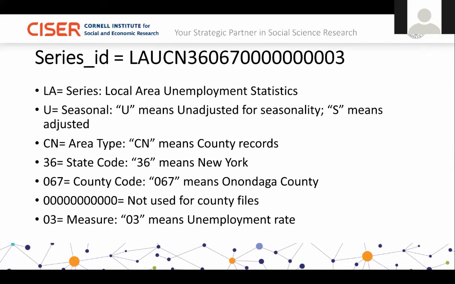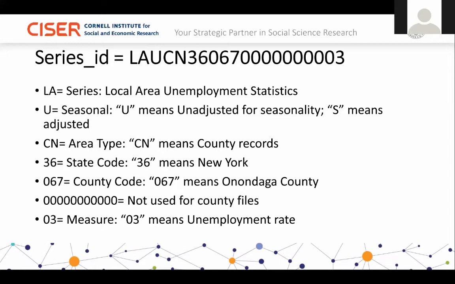Next is the letter that tells us whether the data are seasonally adjusted or unadjusted. In this case, the U shows that the data were unadjusted for seasonality. Had they been adjusted for seasonality, there would have been an S. CN tells us the type of area. CN stands for county records. Other geographic areas would have different codes.